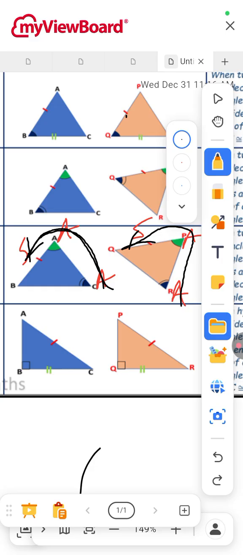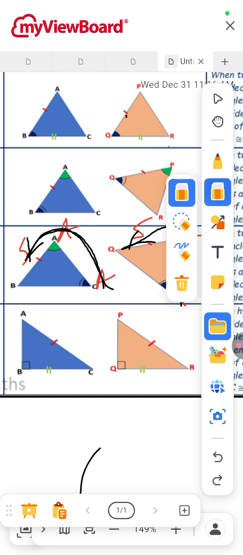So if I will name these two triangles as congruent triangles, I can say that, so let's say I want to move in this direction.